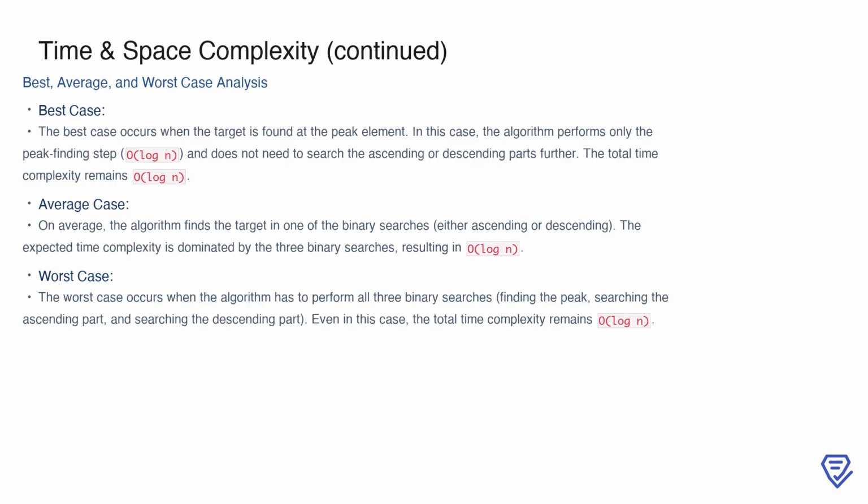For the average case, the target is typically found during either the binary search on the ascending part or the descending part. The time complexity in this scenario remains O(log n), as it is dominated by one or two binary searches. In the worst case, the algorithm has to perform all three steps: finding the peak, searching the ascending part, and then searching the descending part. Even in this case, the total time complexity remains O(log n), as each step is logarithmic. This consistency in time complexity across all cases demonstrates the efficiency of the approach.